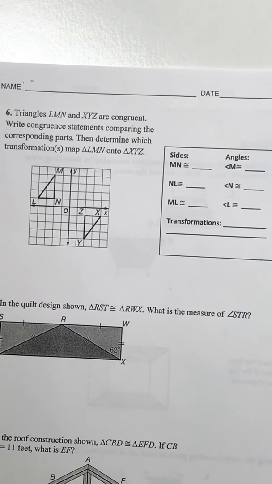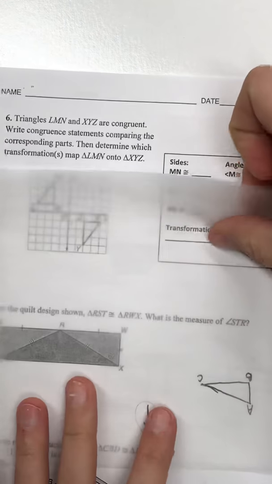In question number 6, it says triangles LMN and XYZ are congruent. Write a congruent statement comparing the corresponding parts. Then determine which transformations map LMN onto XYZ. Now, I'm going to use patty paper again for this.